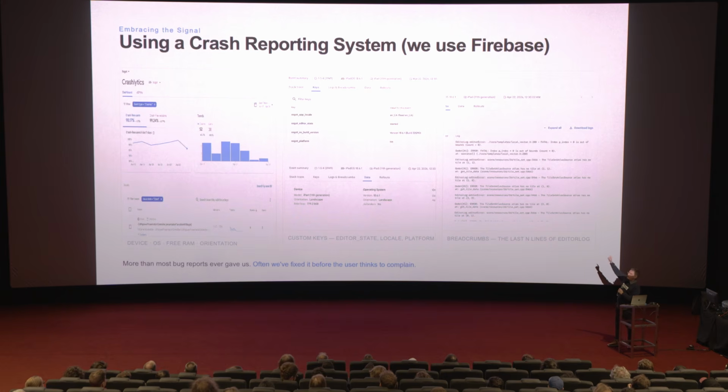It will tell you information about the device. What was the status of the system? Is the user unlocked? Did he load a scene? Did he not load a scene? Version information, the position, the language, all of this information.